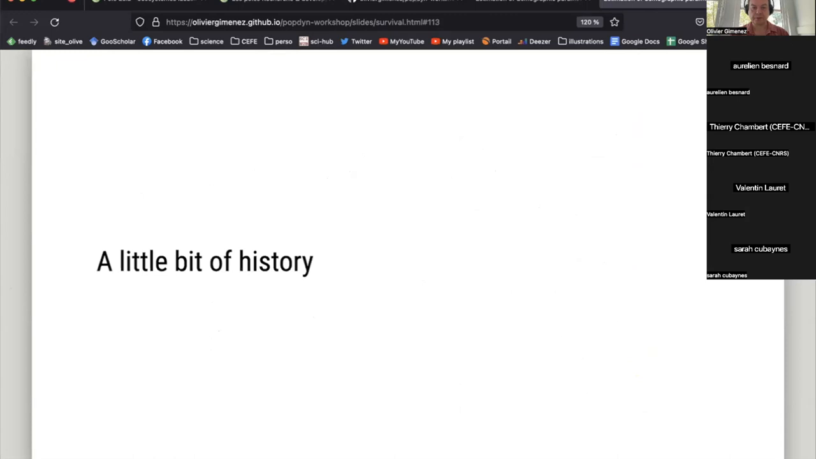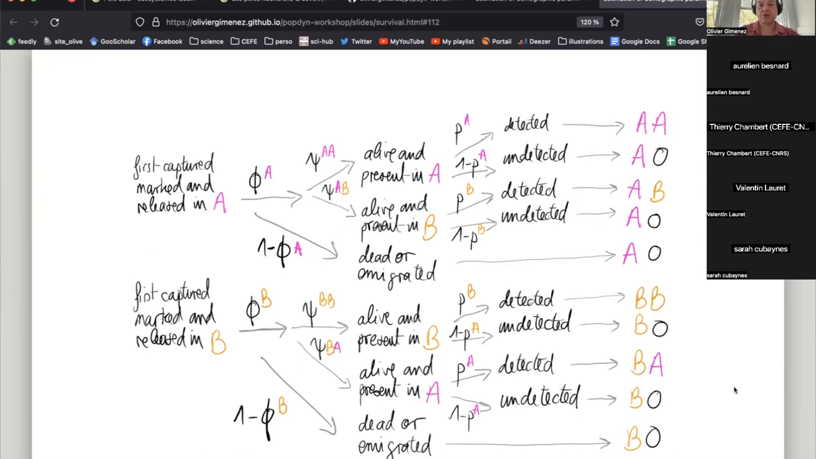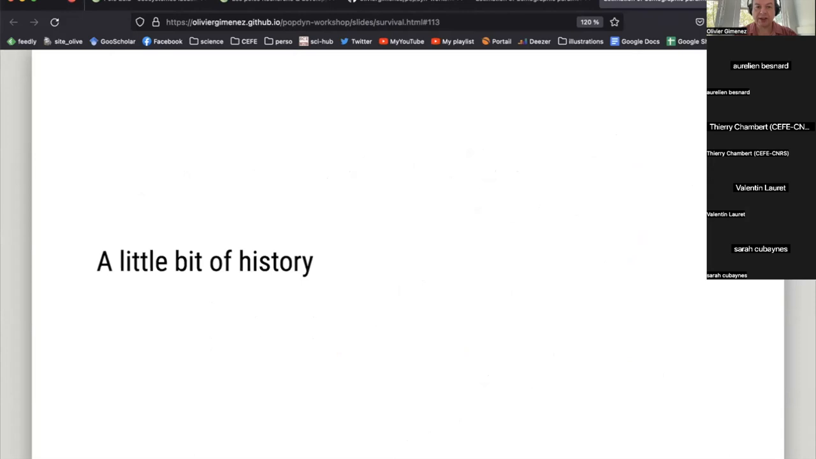Okay, and then, like we did yesterday for the Cormack-Jolly-Seber model, you can write down the probability of each capture history and then form the likelihood and maximize it to get the maximum likelihood estimates of the survival probabilities, the transition probabilities, and the detection probabilities. If you are more into Bayesian stuff, you can combine the likelihood with a prior, and figure out the posterior distribution and go from there. A little bit of history, like yesterday.